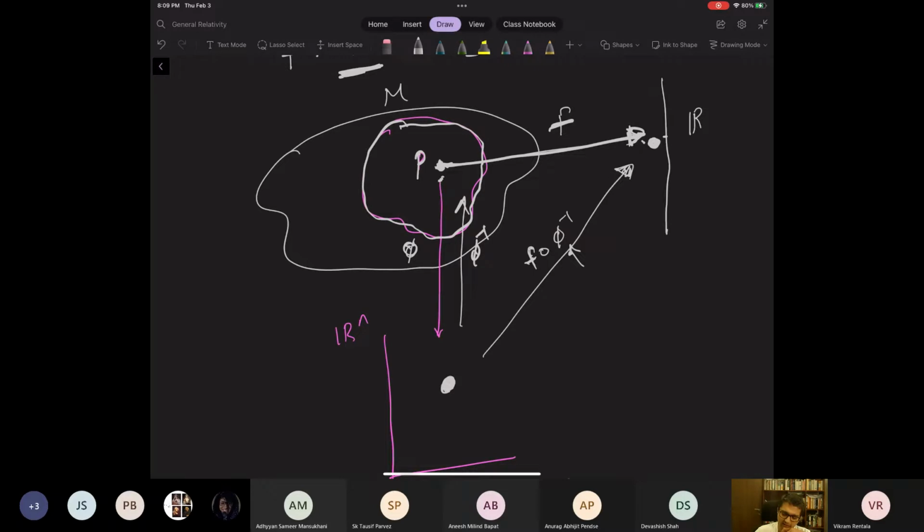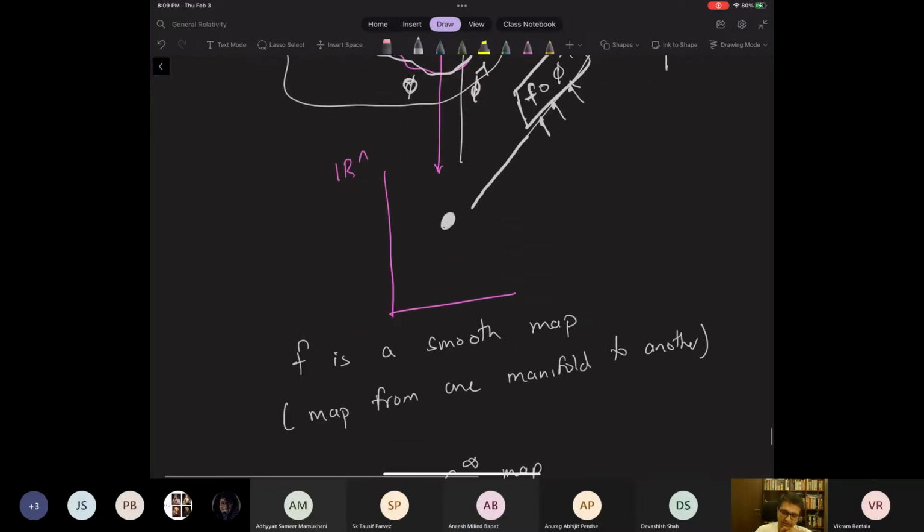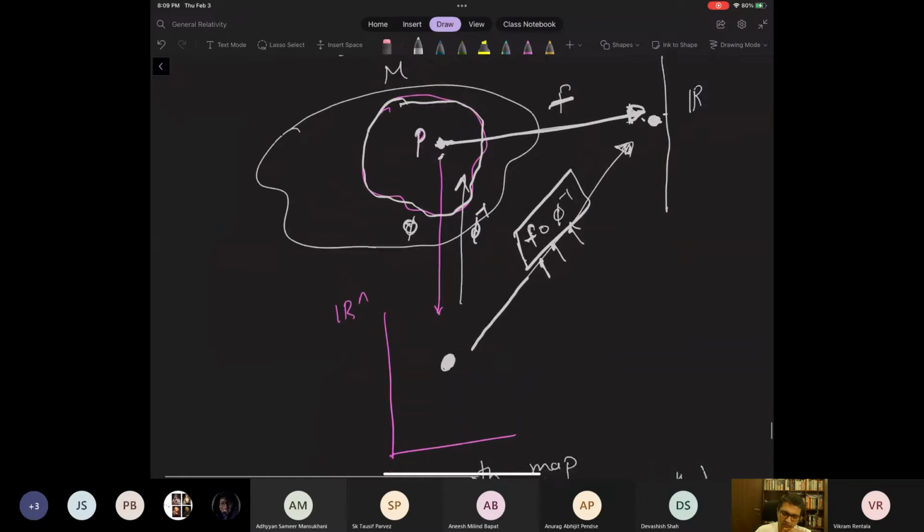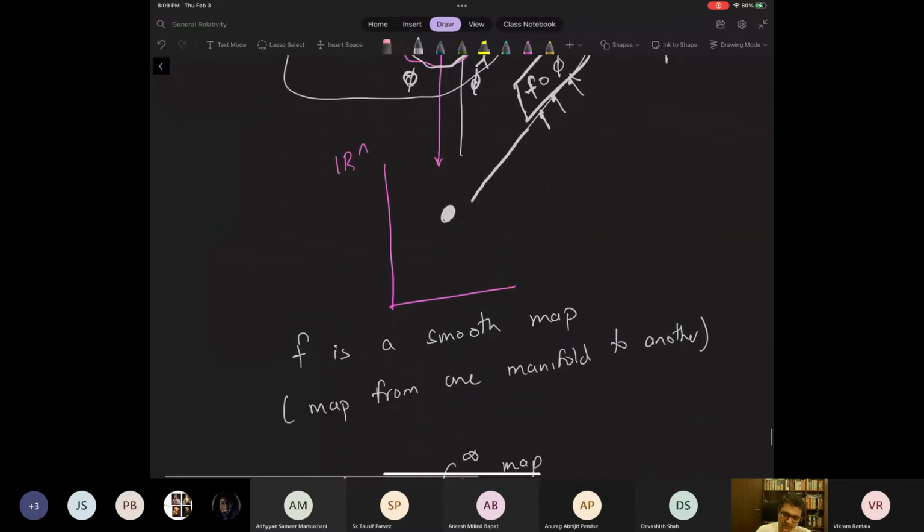So it's phi inverse followed by F. Okay, so F circle phi inverse is the operation that I need to do to get from here to here. And again, we're assuming that F is a smooth map.